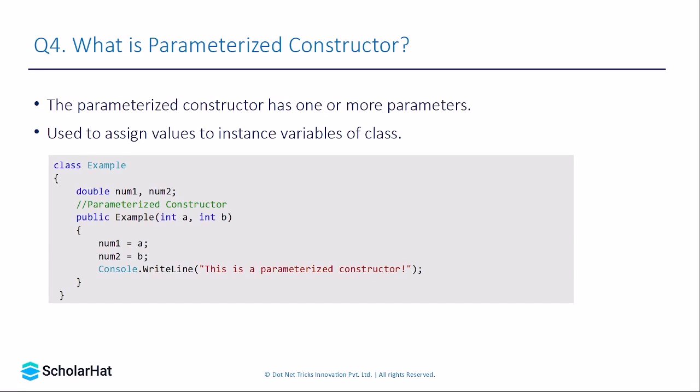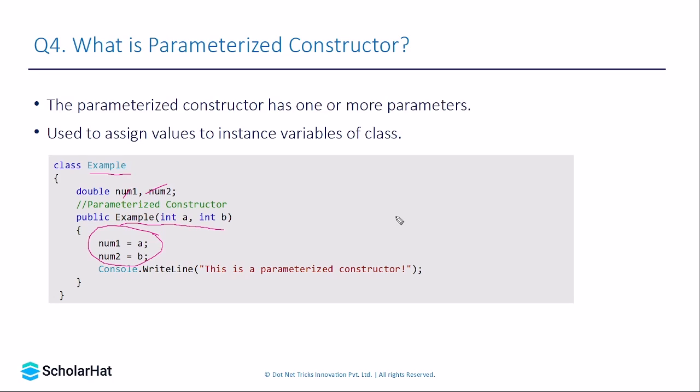For example, in the same class Example, we have a parameterized constructor as well, and it takes two inputs as parameters, that is int a and int b. Inside it, it assigns the values of the two inputs to its internal fields, that is num1 and num2. So a parameterized constructor has one or more parameters, and it is different from the default constructor. You have to declare a parameterized constructor explicitly in a C# program.